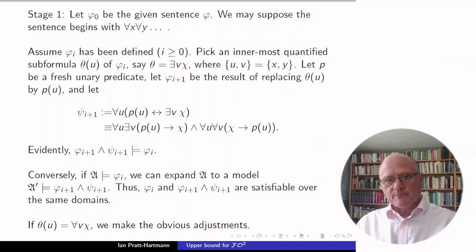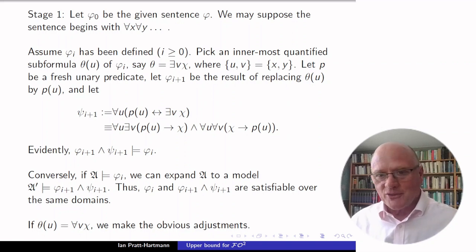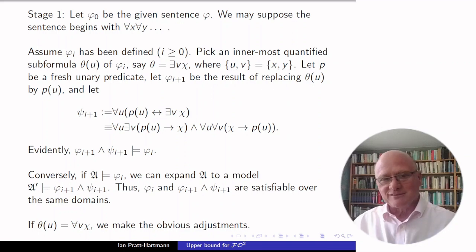Pretty clearly, if I write the formula psi I plus 1, then phi I plus 1, which is just phi I with theta replaced by P of u, will entail phi I, because the formula psi I plus 1 says that P has the same extension as theta, and phi I plus 1 is just phi I with theta replaced by the atom P of u, so that must be a validity.